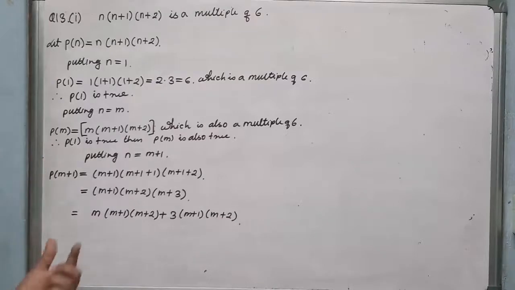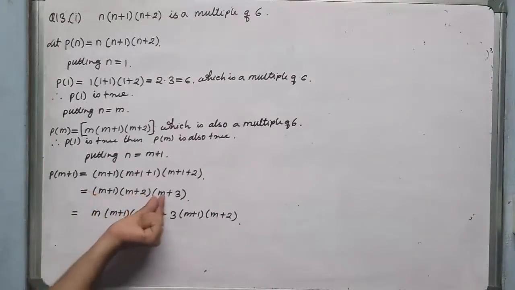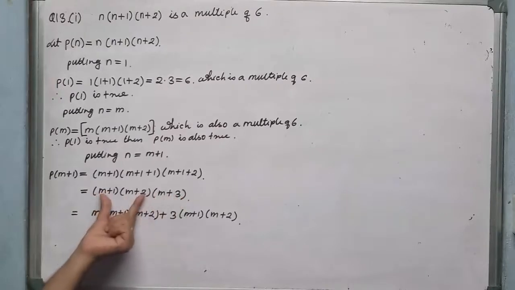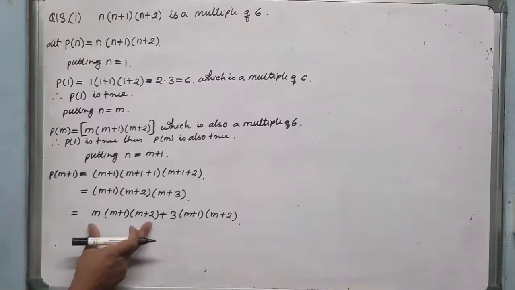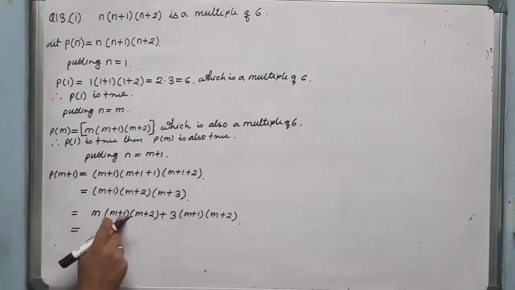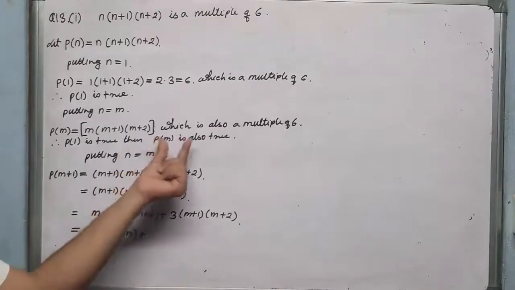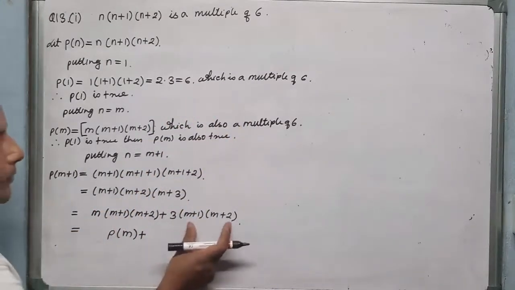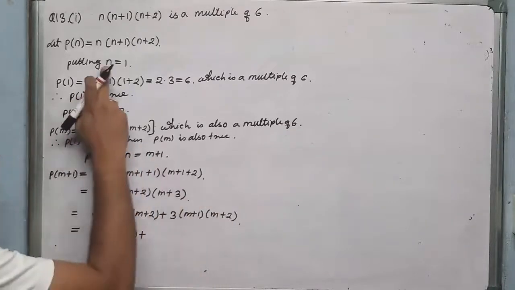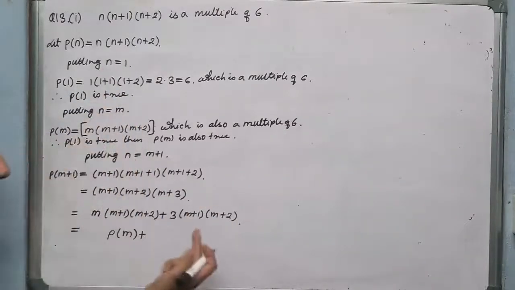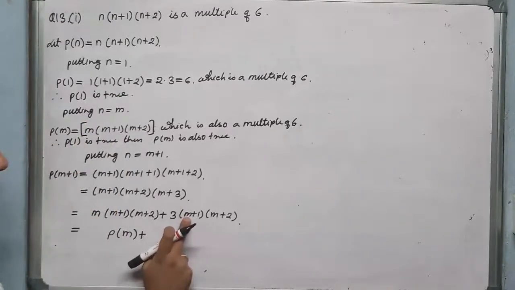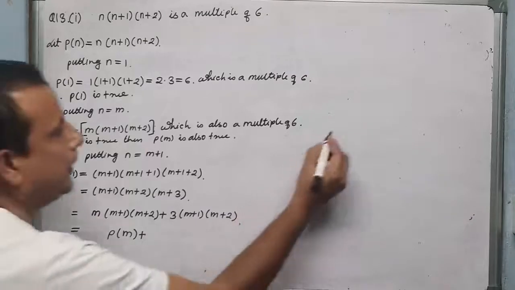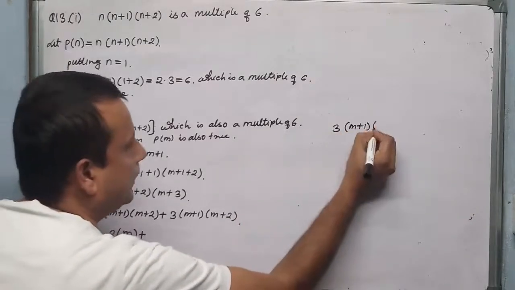What I did over here, I multiplied m by these two quantities and 3 by the same two quantities. Now it is already proved that m into m plus 1 and m plus 2 is Pm. It is already proved that Pm is a multiple of 6. That means this is proved. Whether the remaining quantity is a multiple of 6 or not, that you have to verify. The remaining part is 3 into m plus 1 into m plus 2.